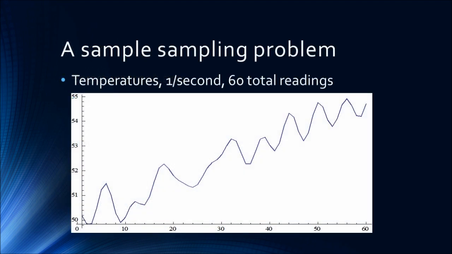So let's set up our sample problem that we're working with. We're looking at temperature data that's collected once per second over 1 minute. So we have 60 total readings, and we don't have room to send all 60 of those readings down to Earth. So we need some kind of compression on these 60 readings.